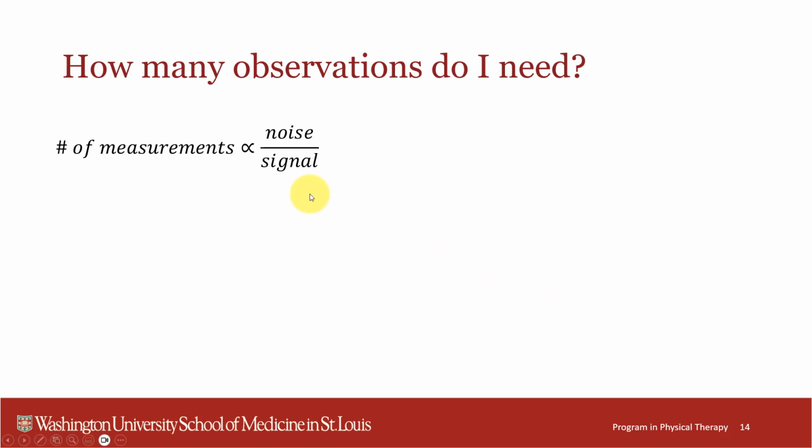If you think about signal to noise in some biophysical signal, right? It could be an EMG signal, it could be a motion sensor, whatever it is. The noisier that signal is, the larger the number of measurements you're going to need in order to get a reliable result in the end. So the number of measurements is proportional to the noise to signal ratio, right? Or the inverse of the signal to noise ratio.